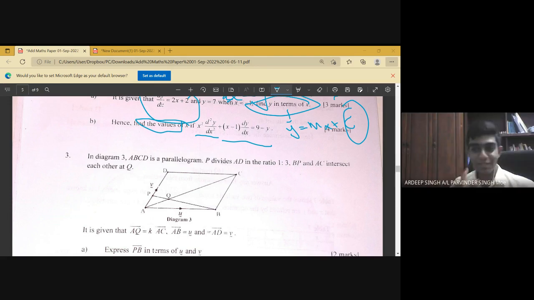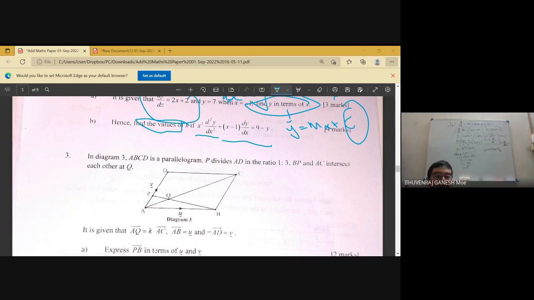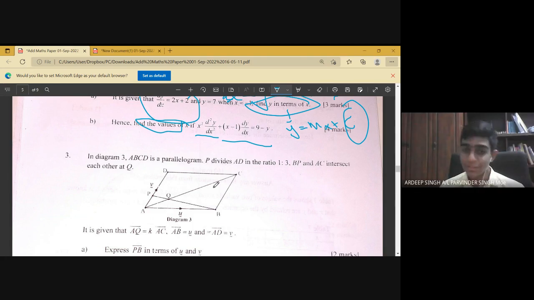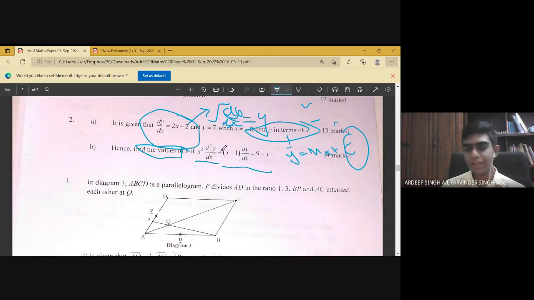Okay, a great explanation from Buen, our friend here. Now let's commence to question number 3. 2B. Let's see how forgetful am I. Sorry. Now let's go to 2B. Okay, hence find the value of x.